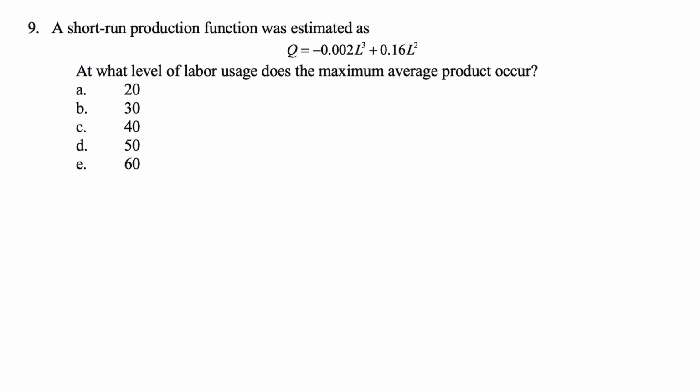Question 9 says a short run production function was estimated as Q equals -0.002 L to the third plus 0.16 L squared. At what level of labor usage does the maximum average product of labor occur? So our average product is Q divided by L, which is going to be -0.002 L to the second plus 0.16 L.